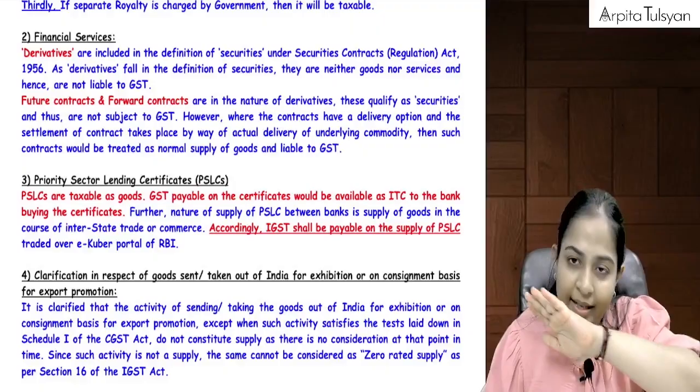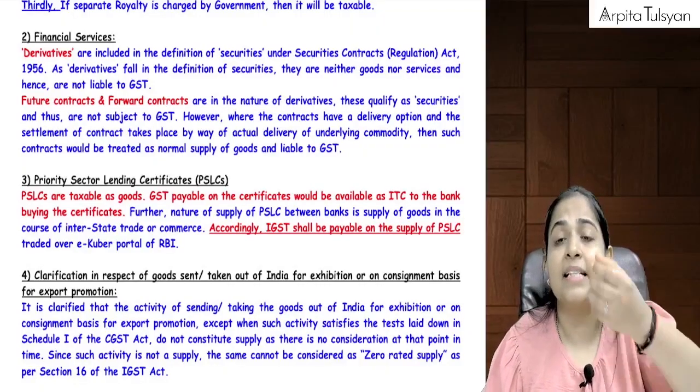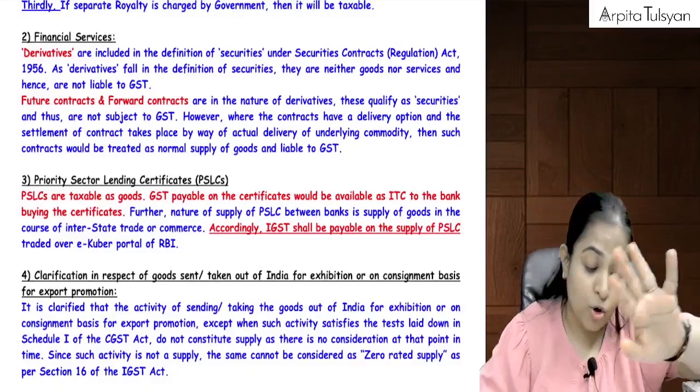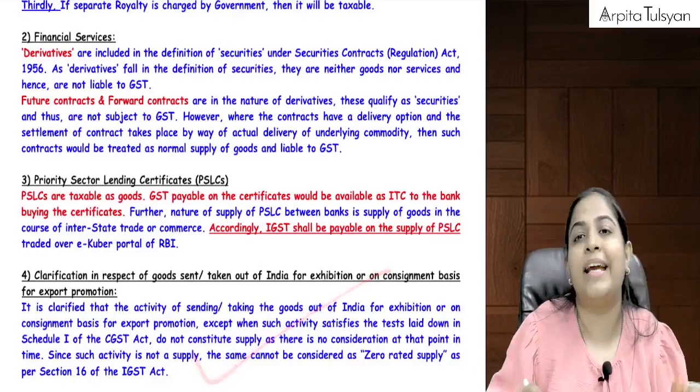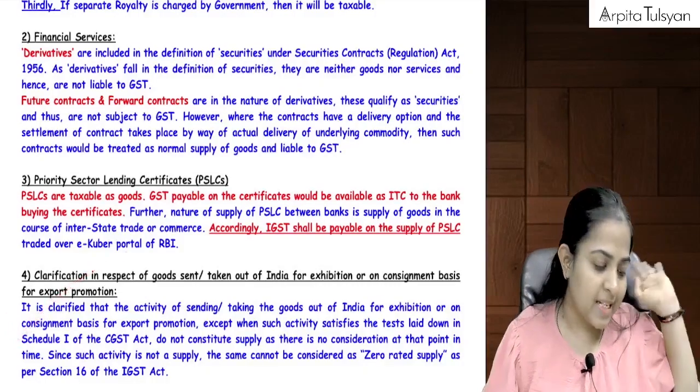So as of today, this is not a supply. So you do not call it interstate supply, intrastate supply, or zero rated supply. No, it is not a supply at all. So it cannot even be considered as a zero rated supply. Okay, that is my fourth one.